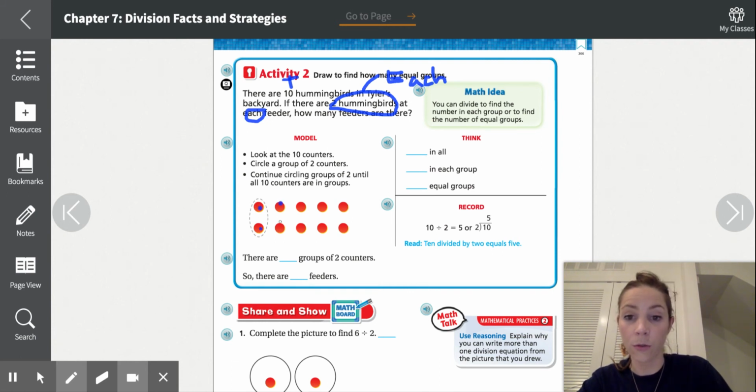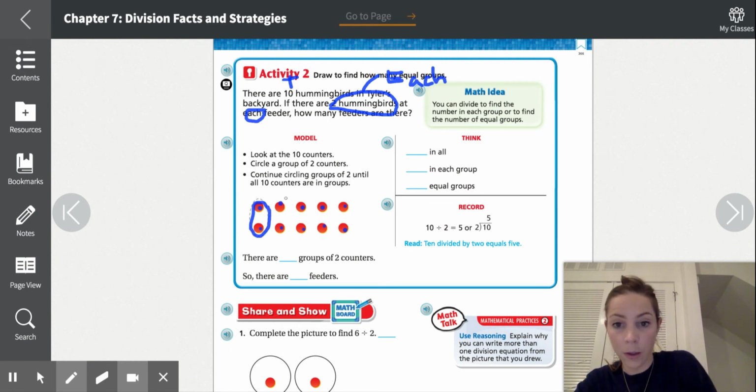1, 2, 3, 4, 5, 6, 7, 8, 9, 10. Then you know that there's gonna be 2 in each, so you can just circle a group of 2 counters to start, to put 2 in this group, and then we're going to move on and put 2 in this group, 2, oopsie, in this group, 2 in this group, and 2 in this group. And then we need to see how many bird feeders are there for all those birds, or how many groups. So 1, 2, 3, 4, 5.